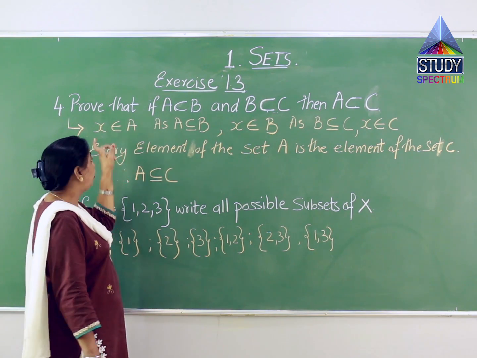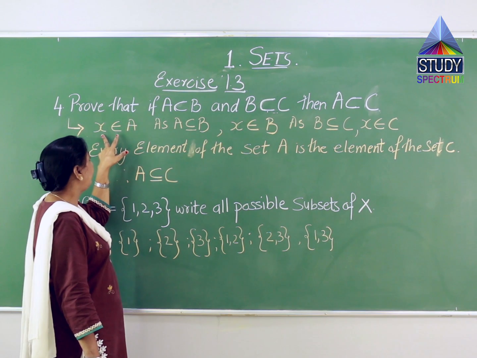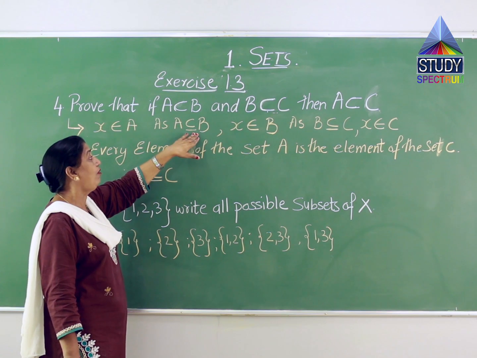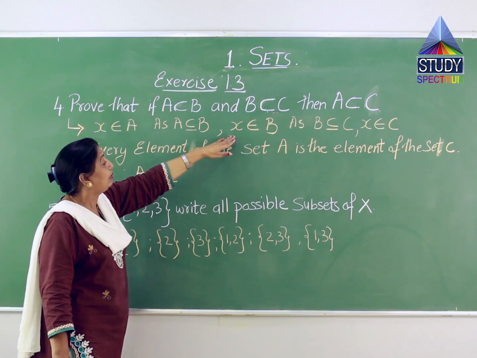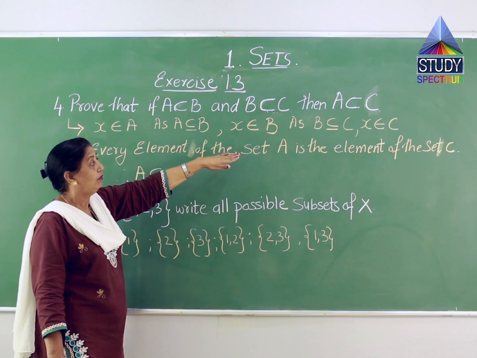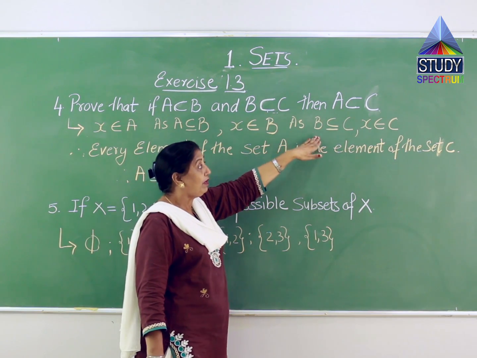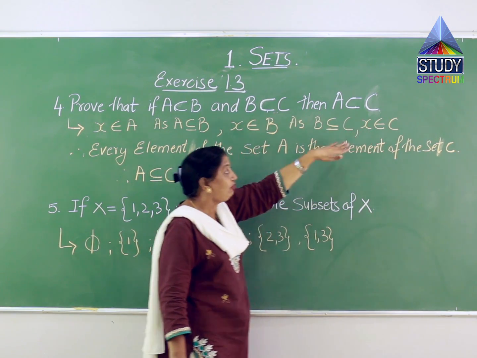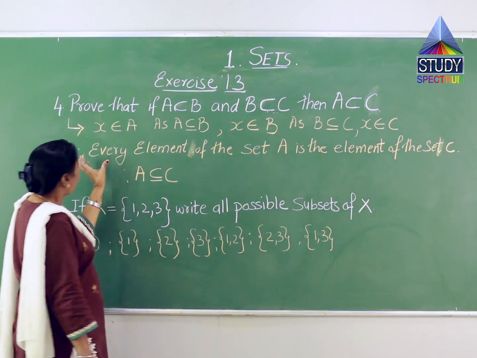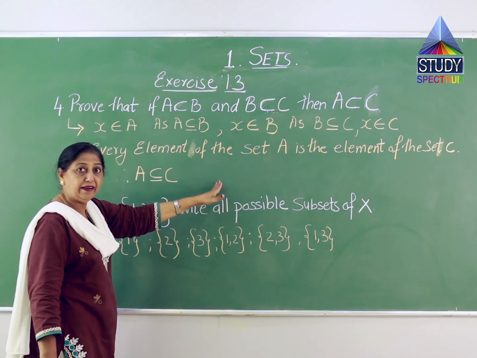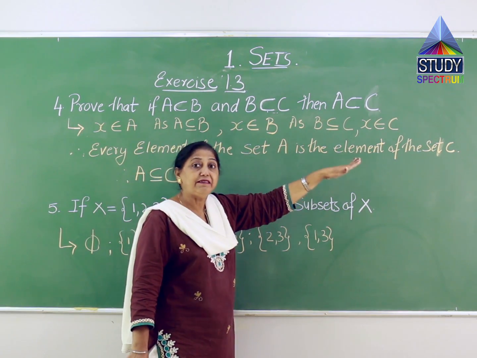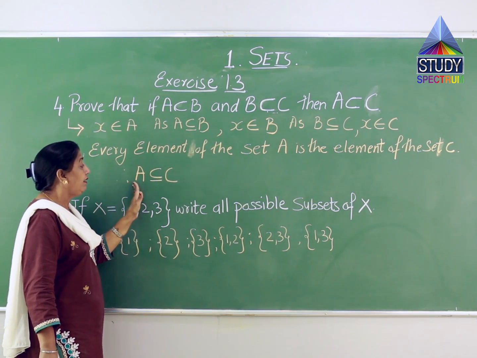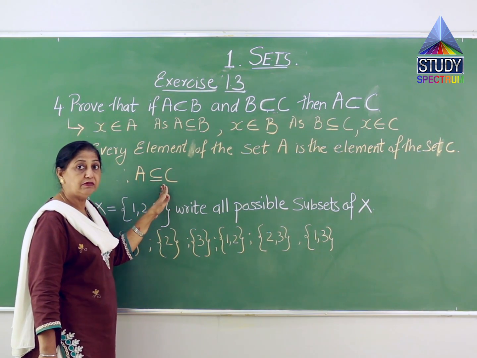X is an element which belongs to A. Suppose this is an element which belongs to A. So as A is a subset of B, X belongs to B also. As B is a subset of C, X belongs to C also. So that shows us that every element of the set A is an element of set C also, and that's the reason we can say that A is a subset of or equal to C.